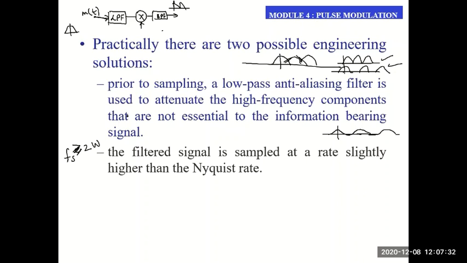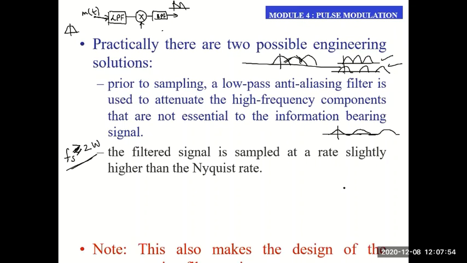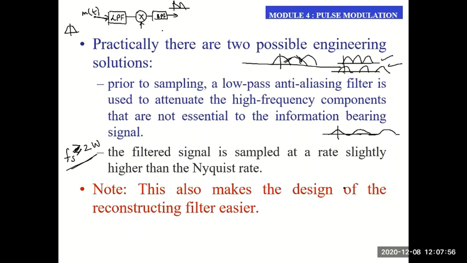Okay. So the second solution is to use a sampling frequency which is slightly greater than the Nyquist rate. Remember, the Nyquist rate is 2 times W. We need slightly greater than Nyquist rate. Okay. This also makes the design of reconstruction filter easier. So when we do this, the design of reconstruction filter also becomes quite easier.